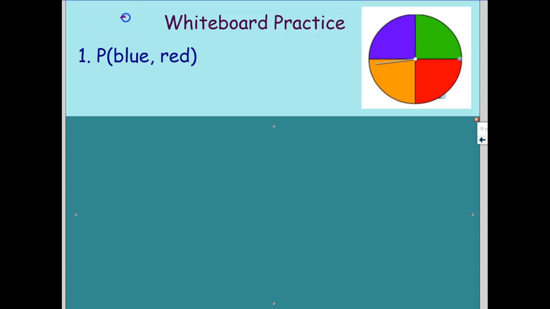All right, give this a try on your scratch paper. What's the probability of spinning a blue and then spinning a red?